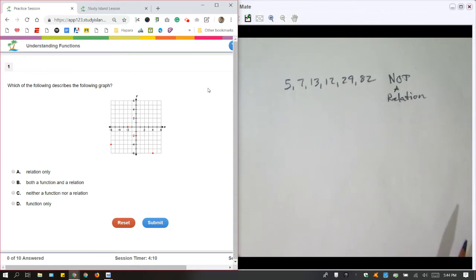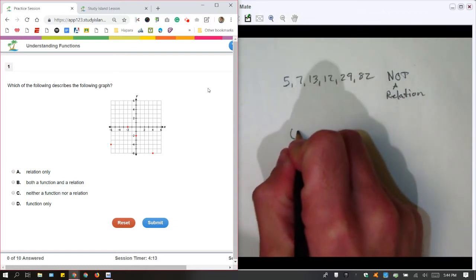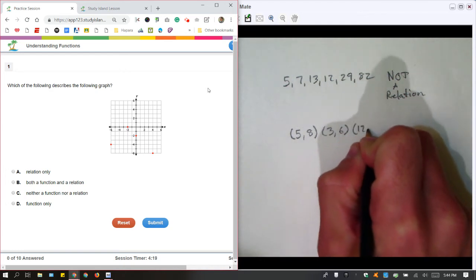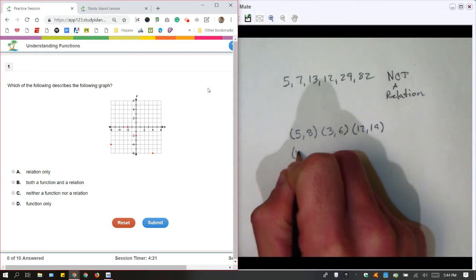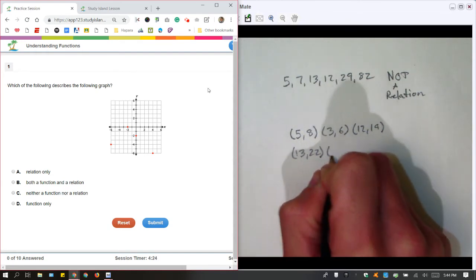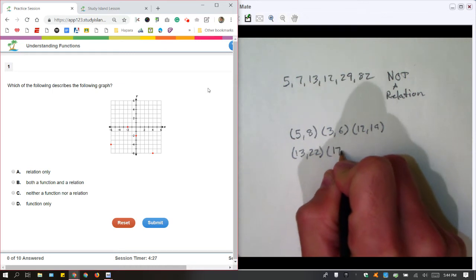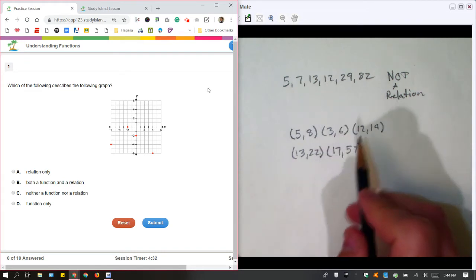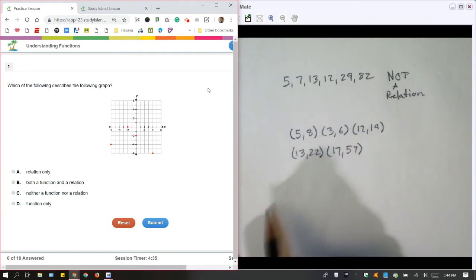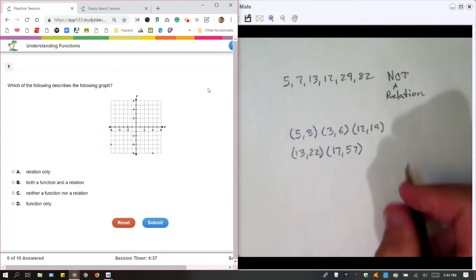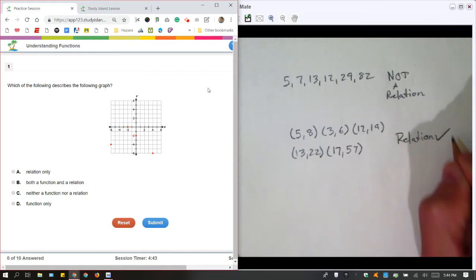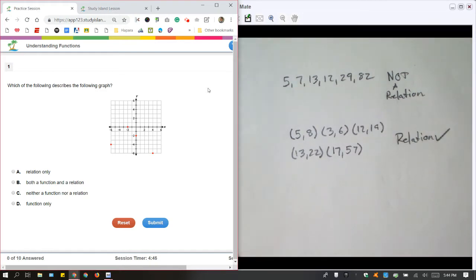Now let's put together a set of ordered pairs. Let's say I have a 5, 8 and a 3, 6 and 12, 19 and 13, 22 and I don't know, 17, 57, whatever. I've got a bunch of X and a bunch of Y coordinates. So I have two sets of data. I have X's that correspond with Y. So this is a relation because we have X and Y coordinates. Anytime you have X and Y coordinates, you have a relation. So before we move on, let's look at our first problem.